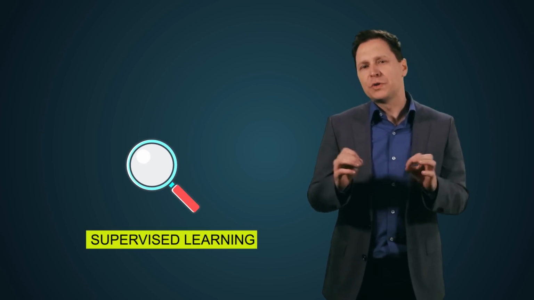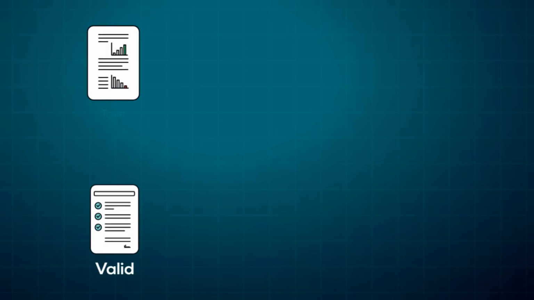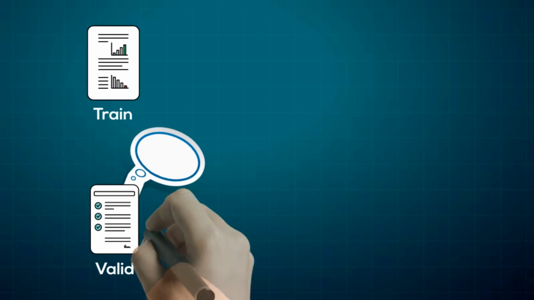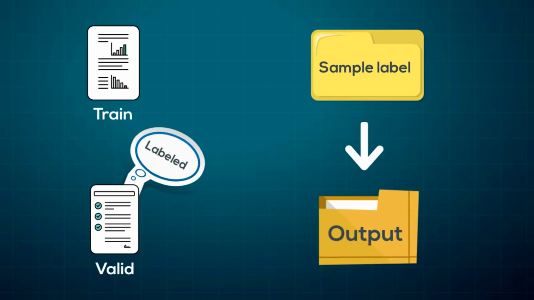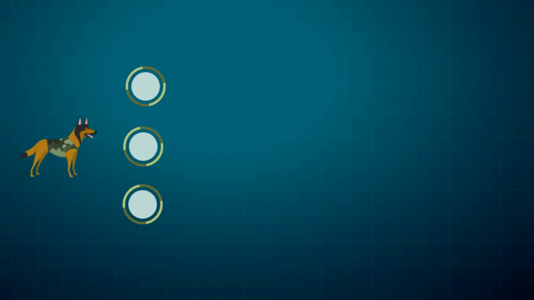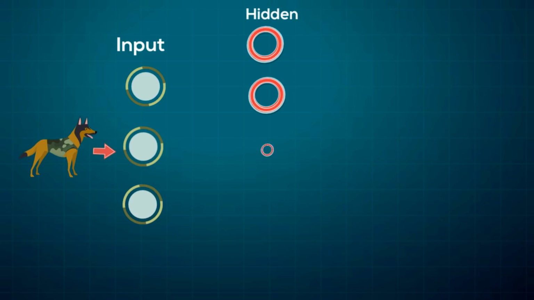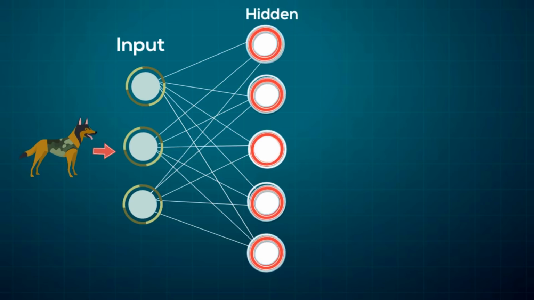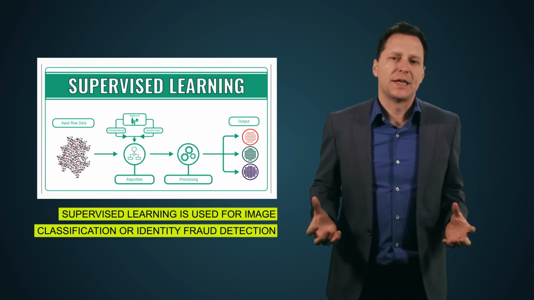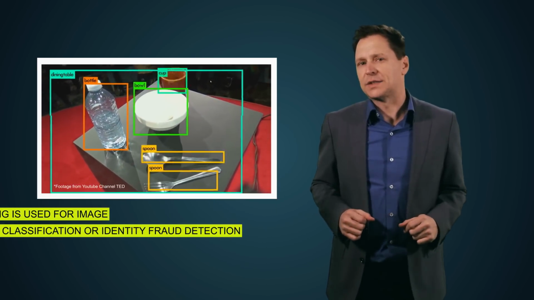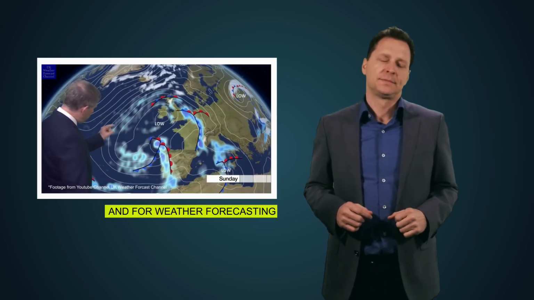Let's start with supervised learning, which makes up most of the uses for machine learning today. In supervised learning, the machine already knows the output of the algorithms before it starts working on it. The algorithm is taught through a training data set that guides the machine, and the machine works out the steps from input to output. Supervised learning is used for image classification or identity fraud detection and for weather forecasting.